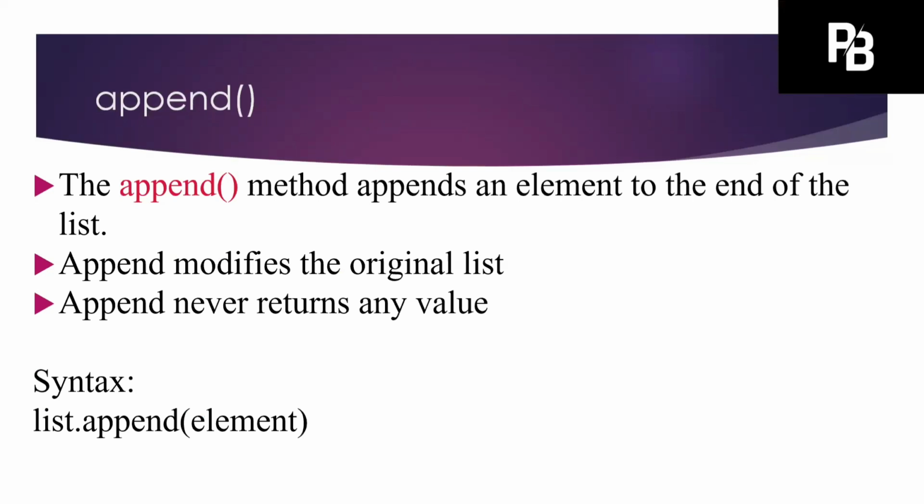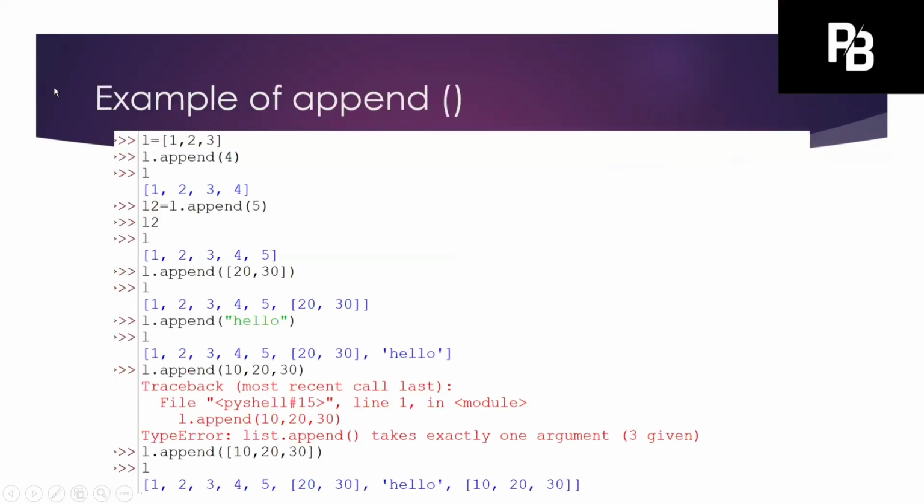Let's check the example, students. This is my list. If I want to append any number, I write 4 here and then I print my list and check it out. Now my new list is 1, 2, 3, 4. Again, I write L dot append 5, and I store this in L2. If I print L2, nothing is there because the append function never returns anything. If I print L, that append method was performed on L, so it printed.